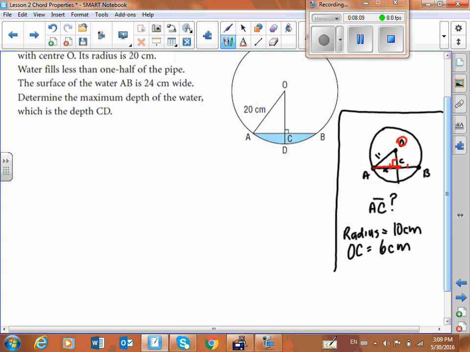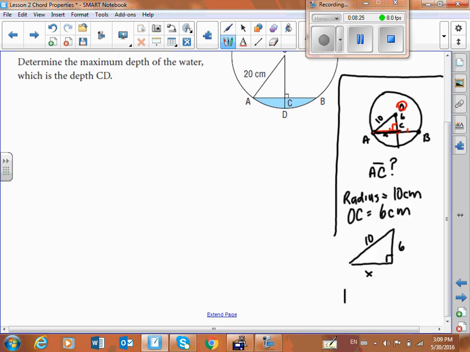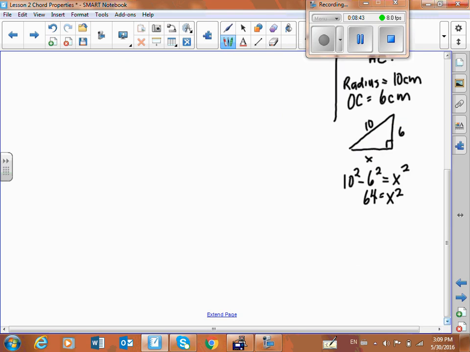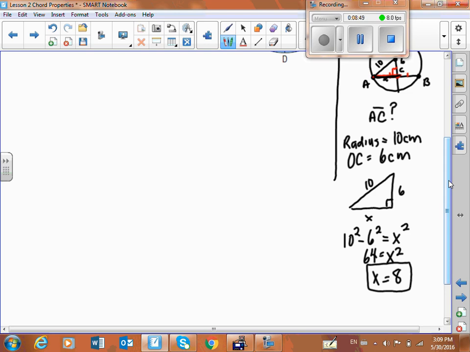We know the radius is 10. We know that O to C is 6. We're trying to find this piece down here. Okay? I have a triangle. 10, 6. What is that piece down there going to be? So we're going to go 10 squared minus 6 squared is x squared. We end up with 100 minus 36, that's going to be 64. And we know the square root of 64 is 8. So that missing side length is 8.